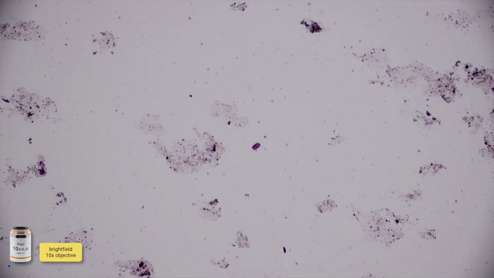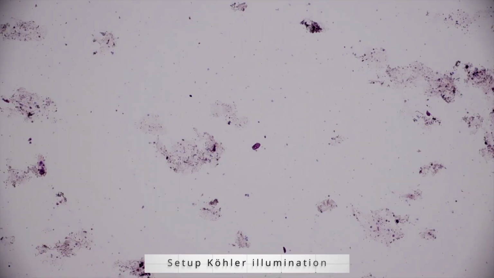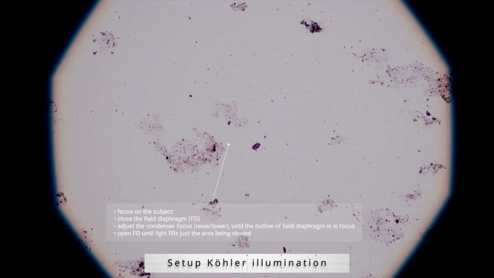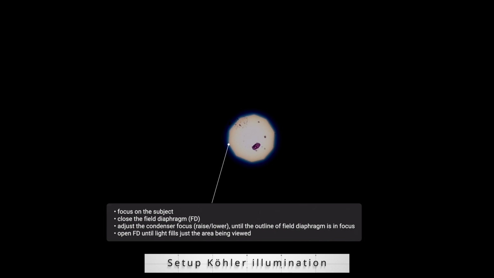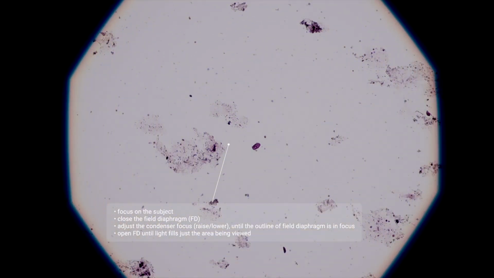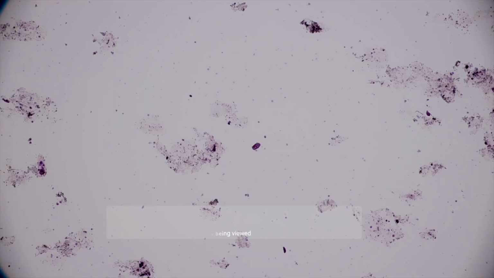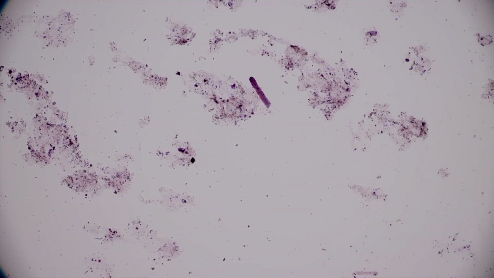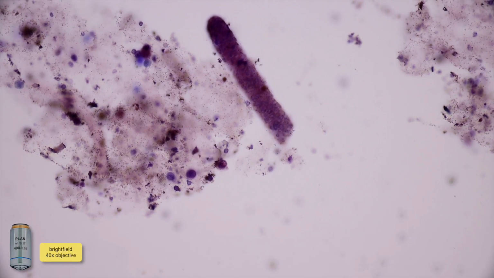Here on a different slide, with Sternheimer-Malbin staining under the 10x objective, we start by setting up Kohler illumination, first by focusing on the subject, then closing the field diaphragm, adjusting the condenser focus until the outline of the field diaphragm is in good focus, and then opening the field diaphragm until the light fills the field of view. Scanning around, we see a cast here. We're going to go up to a higher power here with the 40x objective.